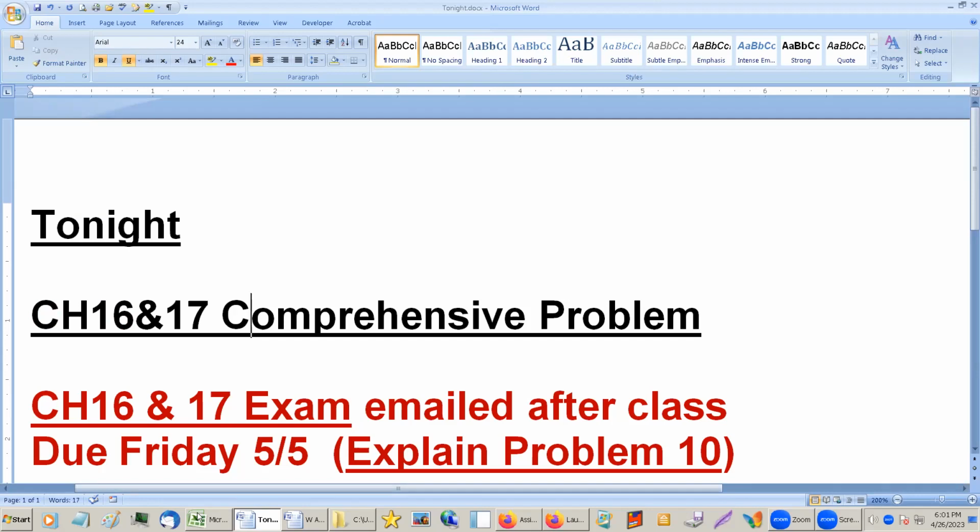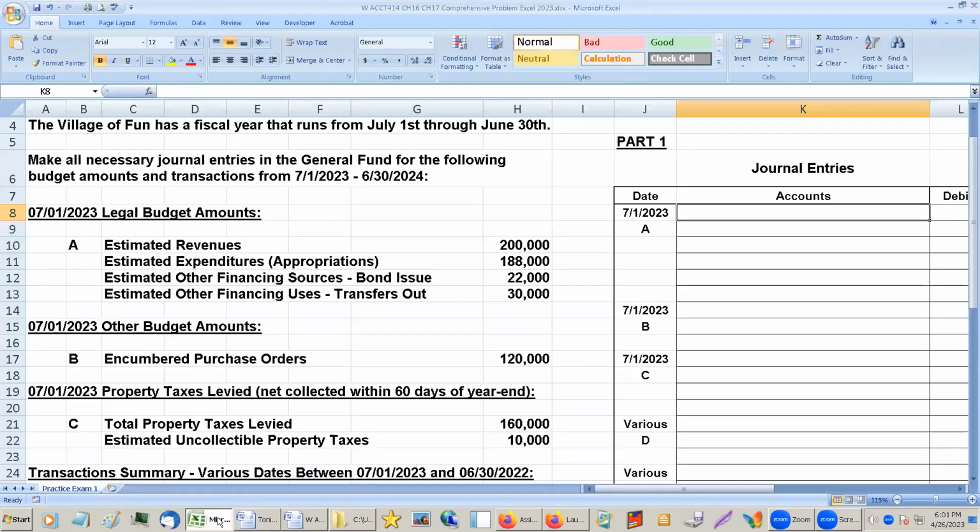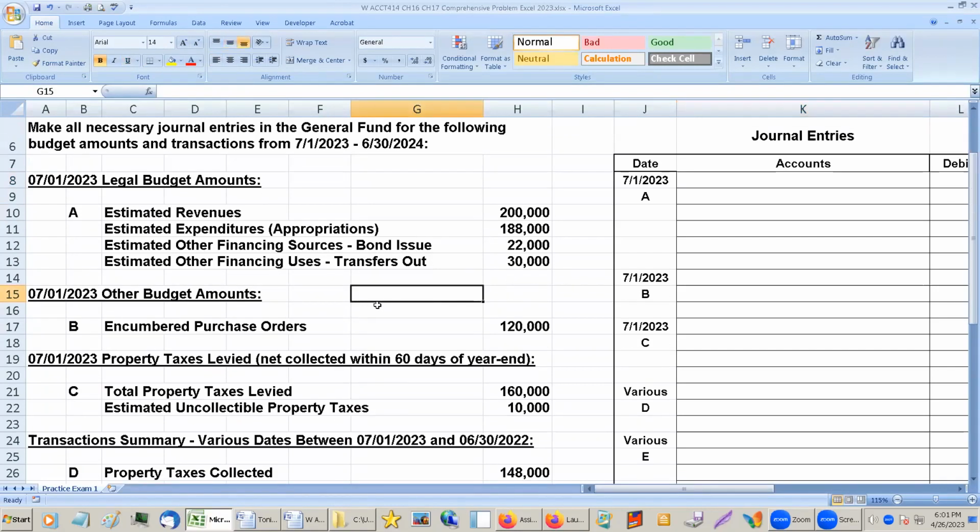The comprehensive problem, there's 3 different flavors of it. There's Excel, Word, and PDF. I'm going to do it in Excel just because I think it's easier for me to do it this way, more legible.